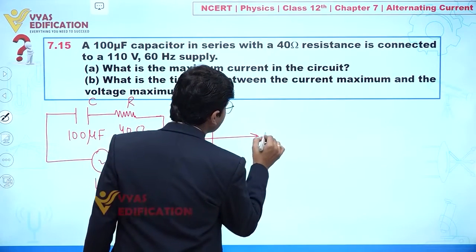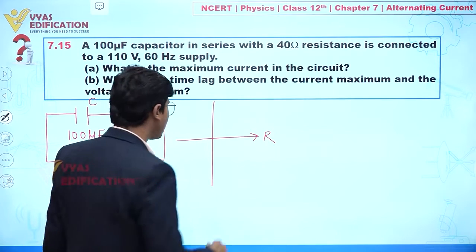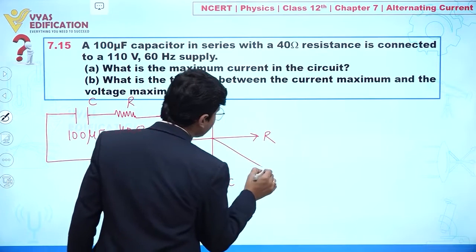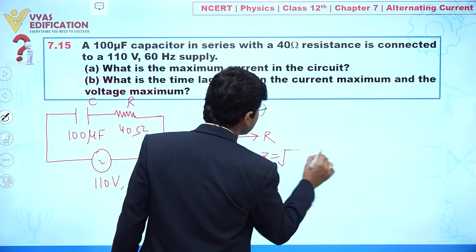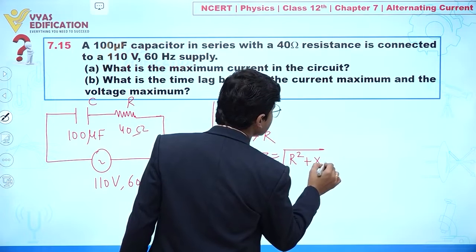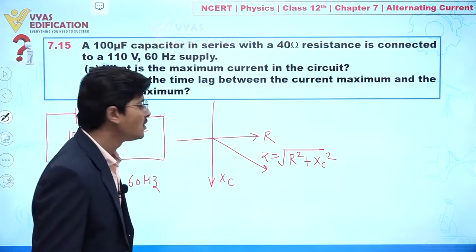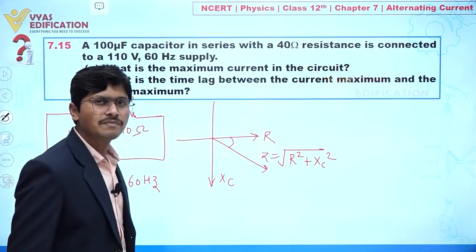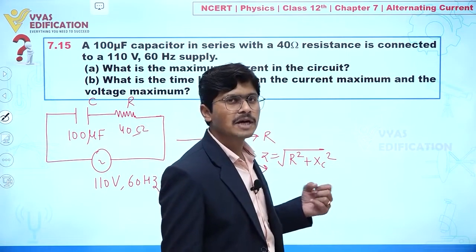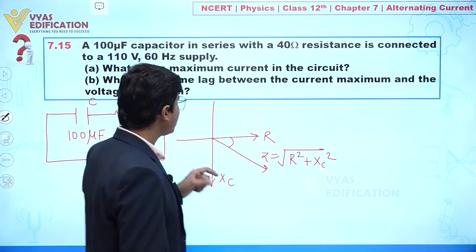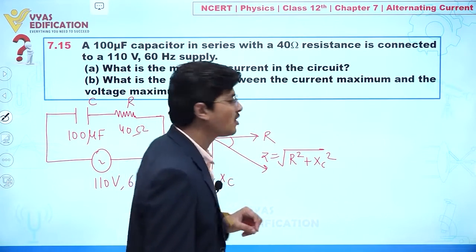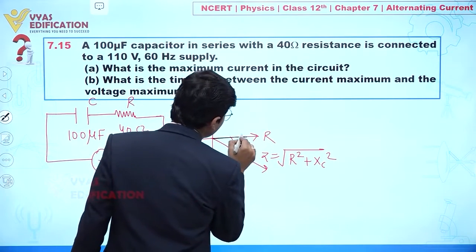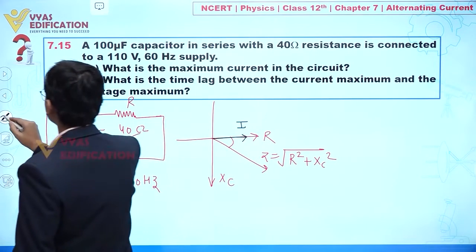Listen carefully. Let's suppose this is the direction of R. Now we know for a capacitor, XC will be in this direction. So the impedance is equal to the square root of R square plus XC square. Here we have some phase difference, some angle between this one and this one. We always find current in the direction of R, so this is the direction of I also.